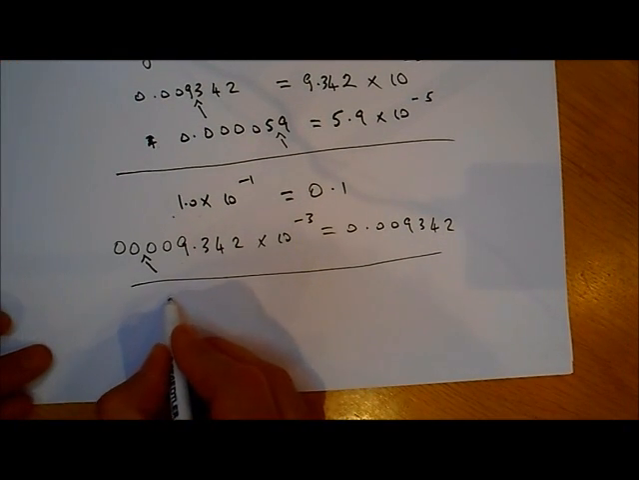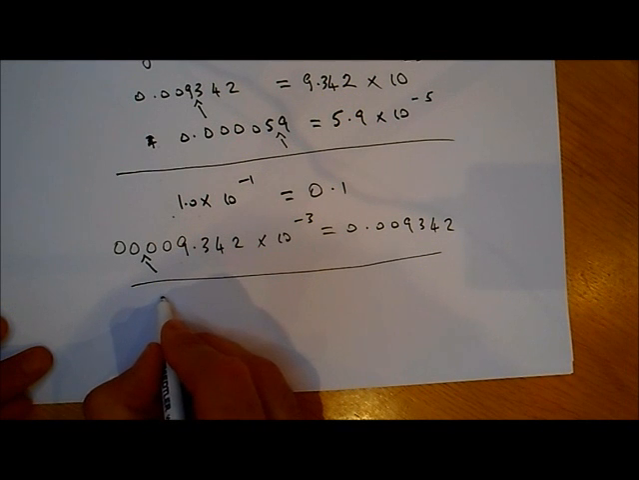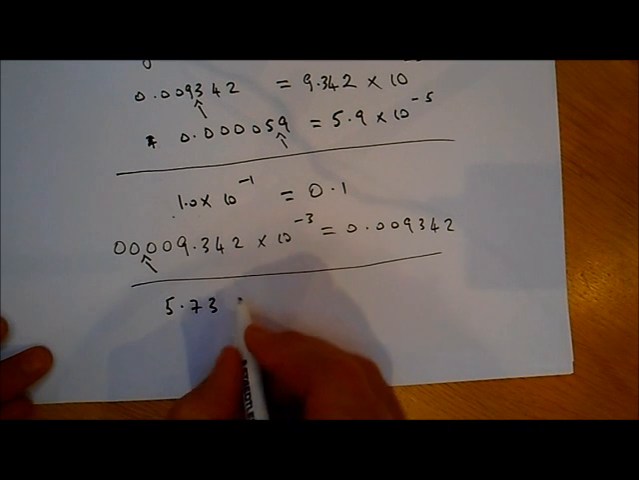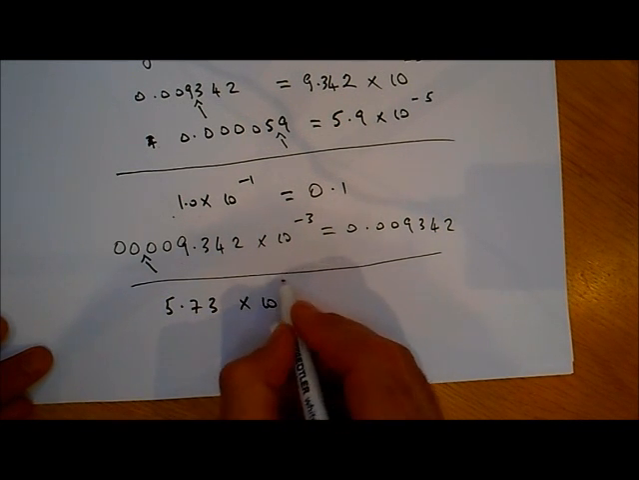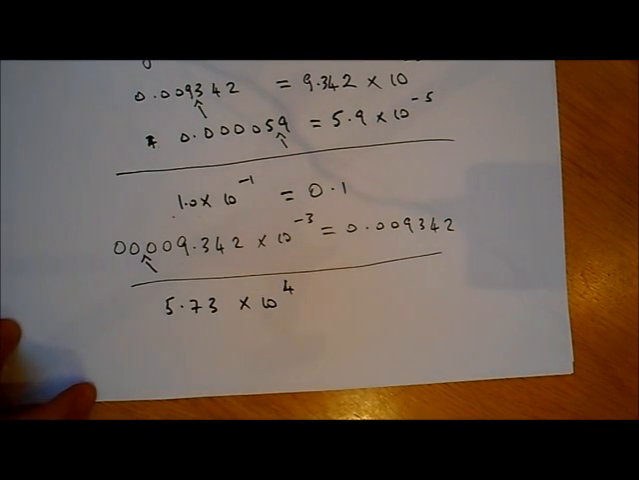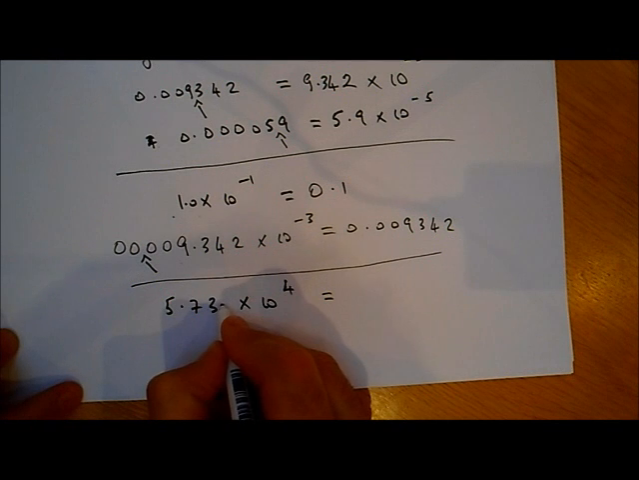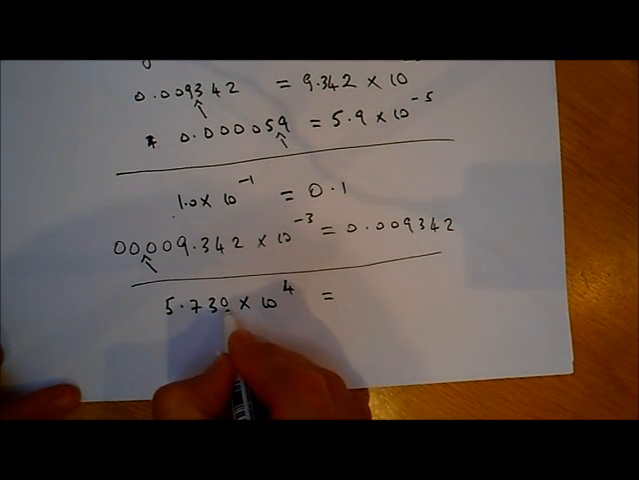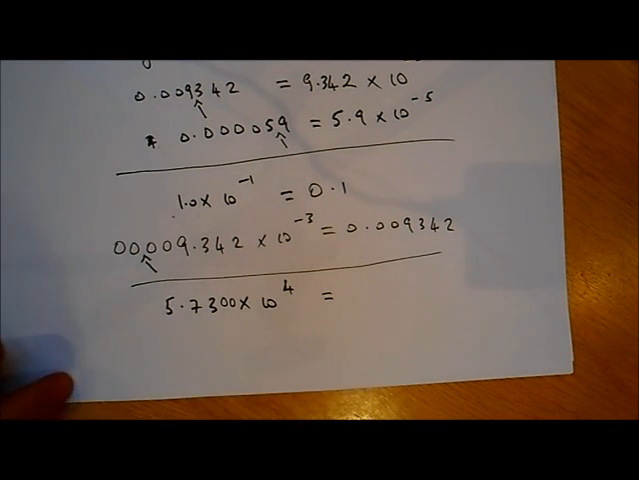What about if we have a positive power? So say if we have the number 5.73 by 10 to the power of 4. So this time what we're going to do is, if you remember, 5.73 is the same as 5.730. I can put in as many zeros as I want because it's after the decimal point.